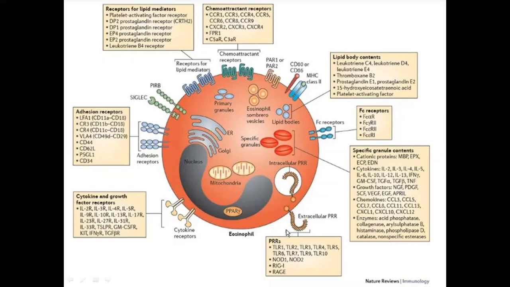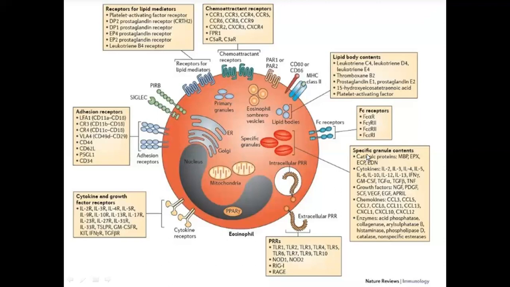So there may be numerous PRRs, like you can see there, the different toll-like receptors, toll-like receptor 1, 2, 3, 4, up to 10, and NOD-like receptors, NOD1, NOD2, and RIG-1. All these are pattern recognition receptors for recognition of different pathogens on the surface of this eosinophil.